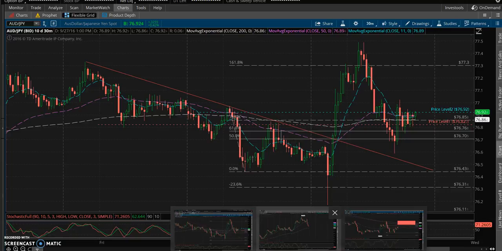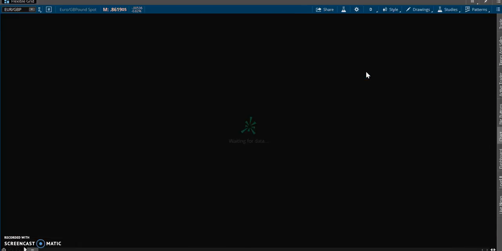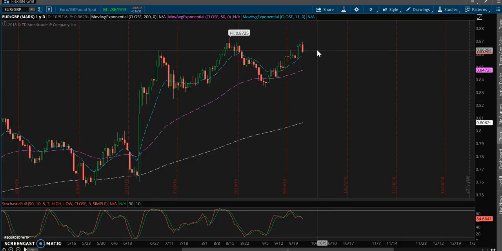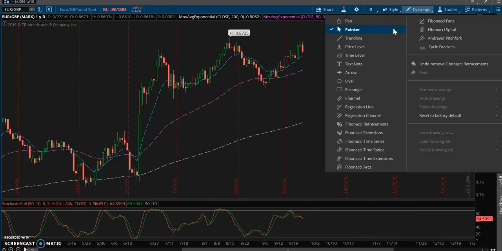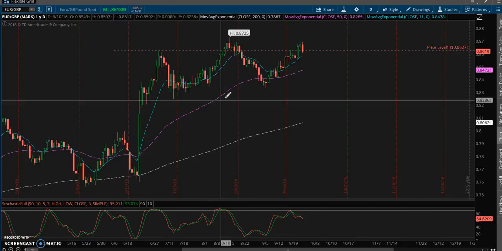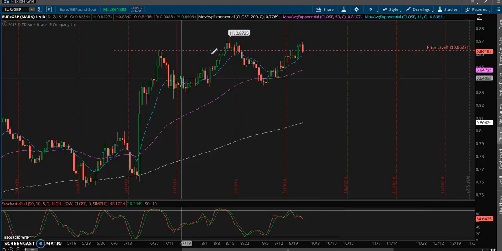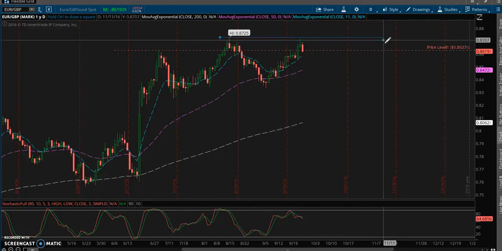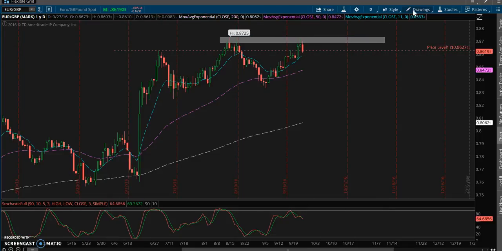Then the other one that I wanted to showcase was my Euro pounds trade. Okay, so on the daily, we were coming up to, it's not quite a head and shoulders because you have your resistance here, but it had been topping out around this area. So what I did was I took my rectangle tool and I drew out my supply zone because you can see that's a super strong move off that level.